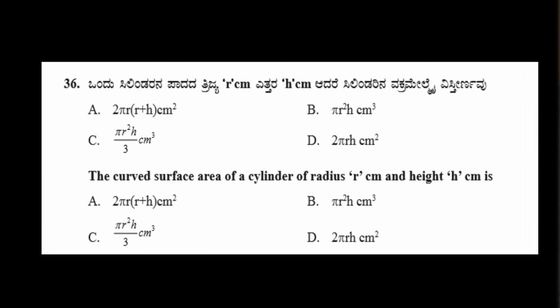So it is question number 36. Question number 36 is: the curved surface area of a cylinder of radius r centimeters and height h centimeters is: option A 2 pi r into r plus h centimeter square, option B pi r square h centimeter cube, option C pi r square h by 3 centimeter cube, option D 2 pi r h centimeter square.